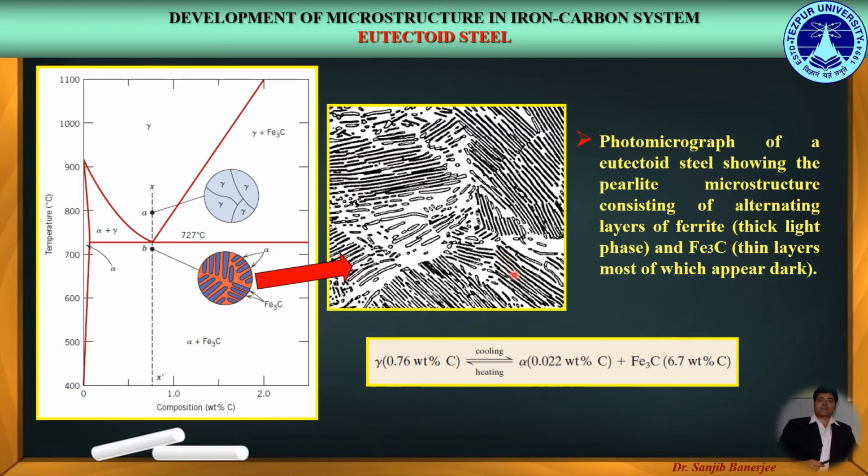Now many cementite layers are so thin that adjacent phase boundaries are indistinguishable, which is why these layers appear dark at this magnification. Now mechanically, the pearlite has properties intermediate between the soft ductile ferrite and the hard and brittle cementite.